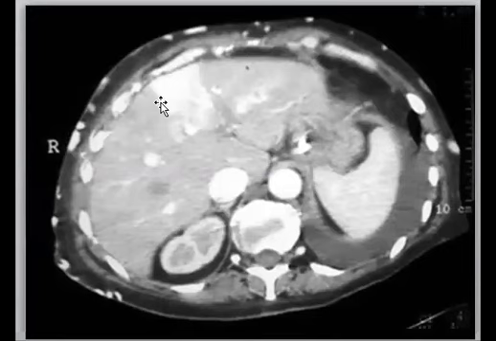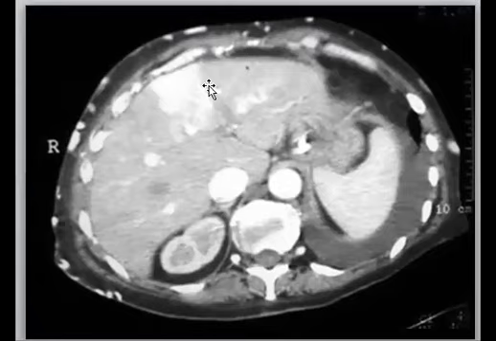So what is the collateral pathway? It comes from the internal mammary vein, then the para-umbilical vein, then finally the left portal vein. So this should be segment 4. And as we mentioned in sulfur colloid, there is increased uptake again in segment 4.